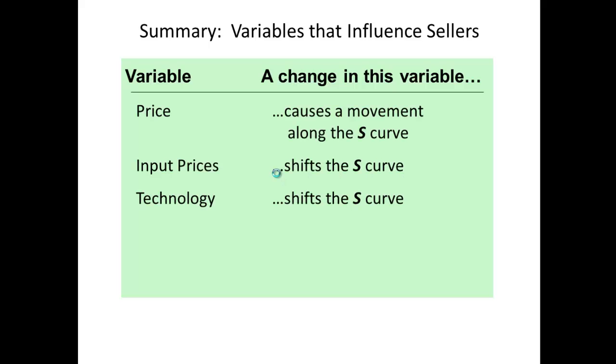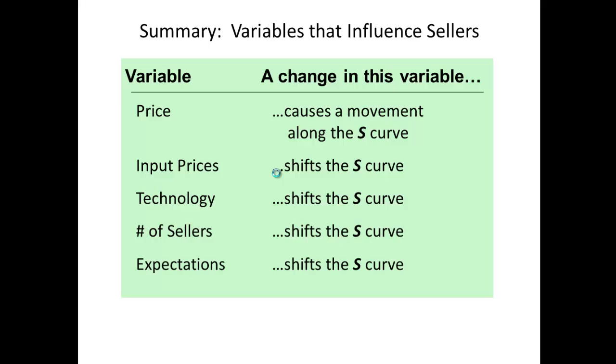Now let's look at a summary. When we have a change in price, that causes a movement, remember, from one point to another point. That's movement along the curve. When we change input prices, technology, the number of sellers, or expectations, that's going to cause the supply curve to shift. Remember, price is the only variable that when it changes, we have movement. If anything else changes, then the curve will shift.